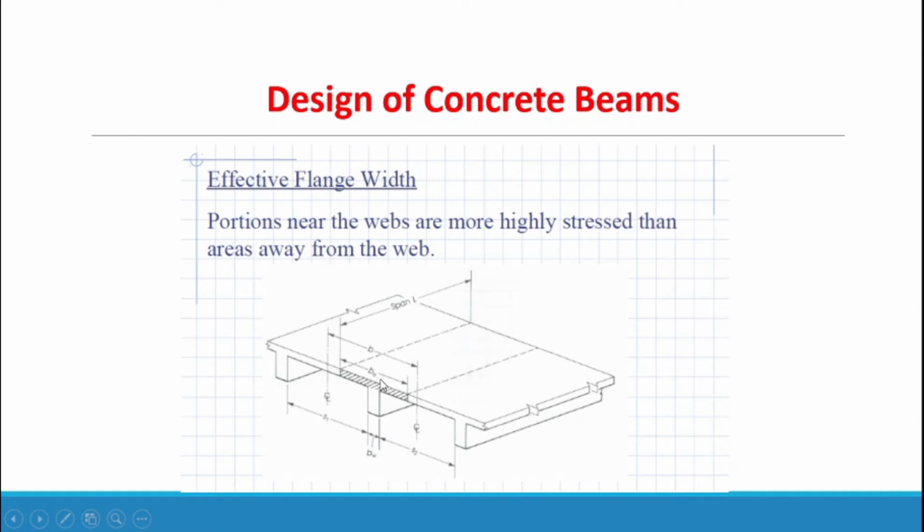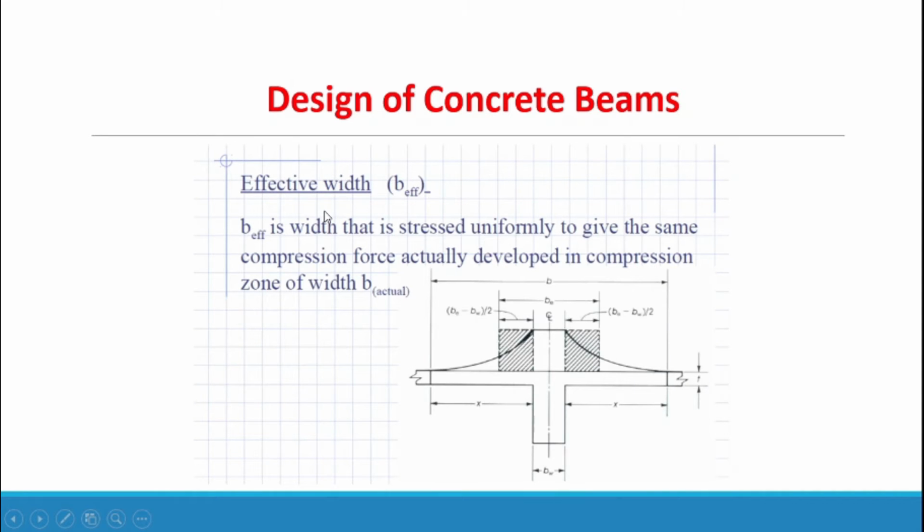However, the effective flange width is at this point up to the other side, and this will be B sub E. And how to find B effective? B effective is the width that is stressed uniformly to give the same compression force actually developed in the compression zone of width B or the actual. And this is the actual B and the effective B.